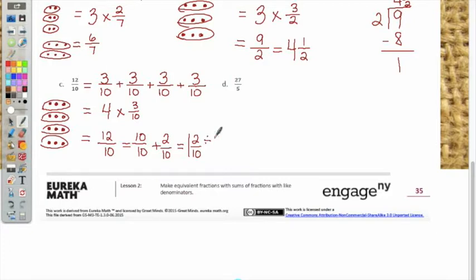So just a minute, write it down like this. Rewrite your 1 so you don't forget. What's 2 divided by 2? 1. What's 10 divided by 2? 5. What's my answer? 1 and 1/5. Okay? All right, let's take a look at 27/5.